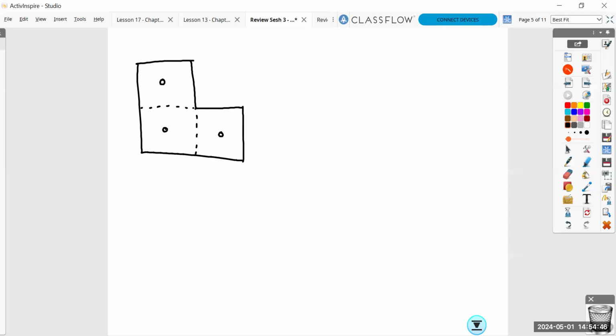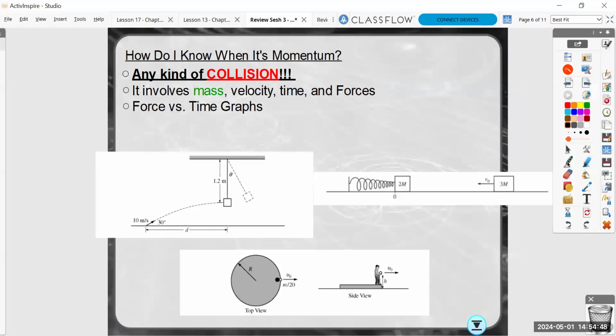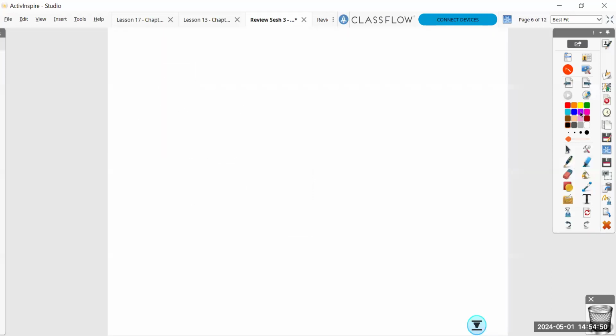There was one other thing that I wanted to talk about, which is how to solve elastic collisions. I feel like I forgot to make a slide for that. Inelastic collisions are really easy. They stick together, the masses combine. Elastic collisions tend to be a little bit more difficult, but we developed this method to deal with them.